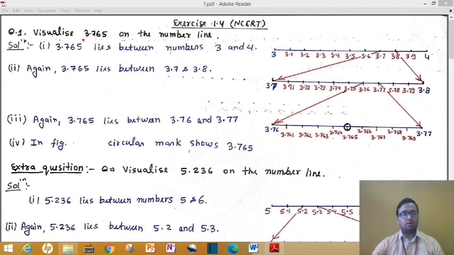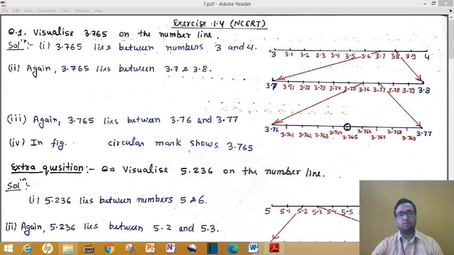So we have to understand here that this number, 3.765, actually lies between 3 and 4. As you can see, the first digit is 3, and something is written after it, that means this number is greater than 3. So if it is greater than 3, it should lie between 3 and 4.